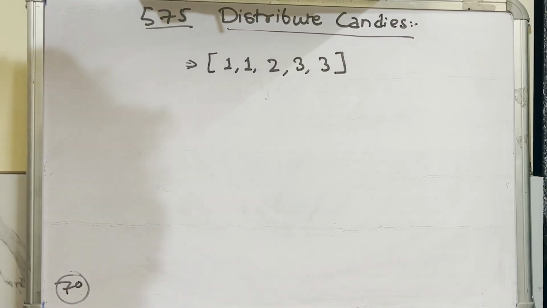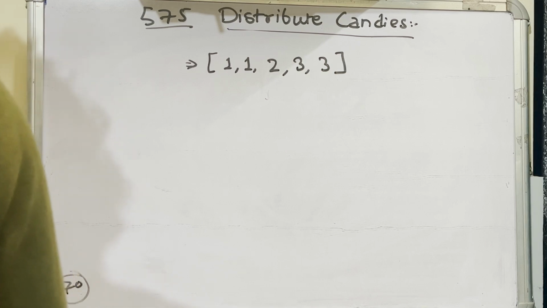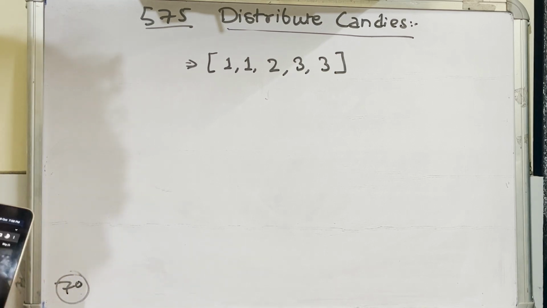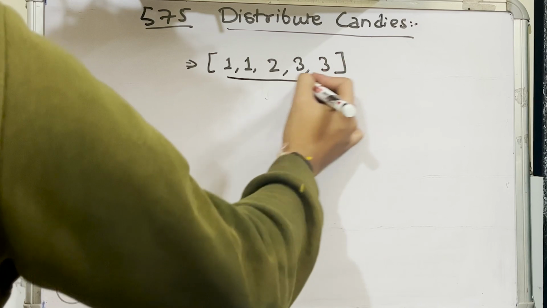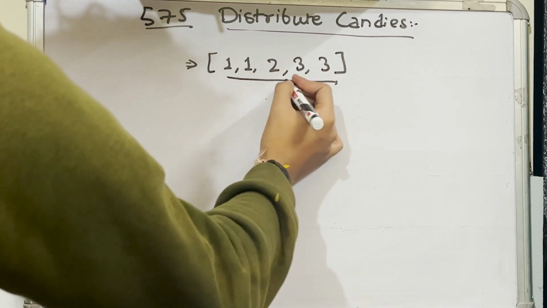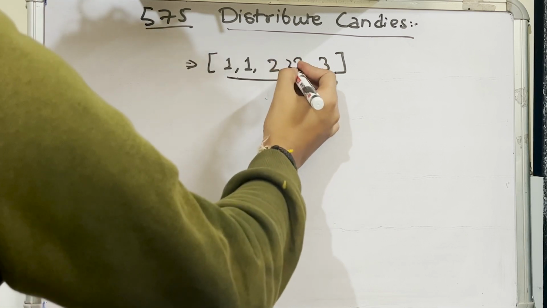So hello guys, we are going to discuss question number 575. The question is asking to distribute candies. So basically in this question we have Alice, and she has n candies. N here represents the size of the array. For example, the size of the array in this is 6, one term is missing.